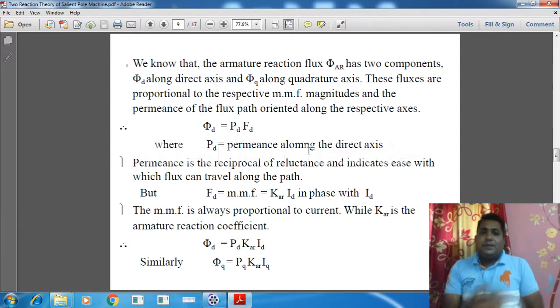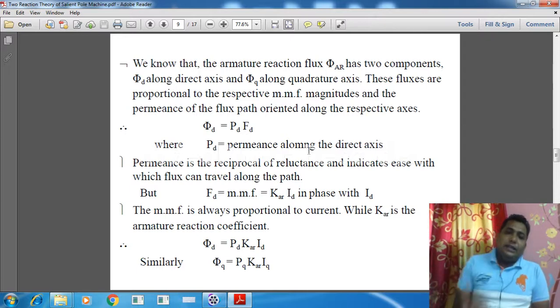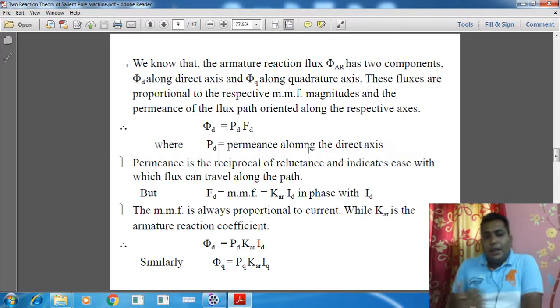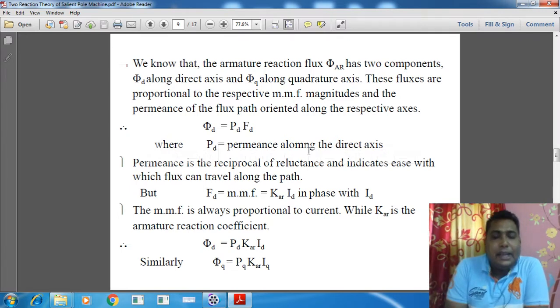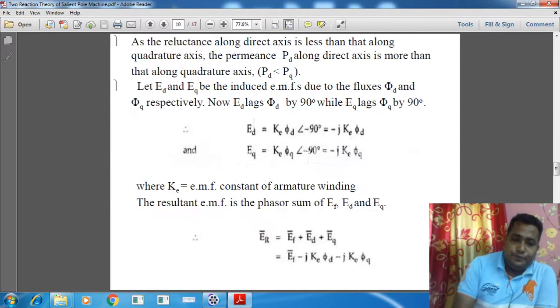So like this way we can find out the flux in terms of phi d is equal to Pd, that is the permeance, and Fd can be replaced by Kar into Id. Similarly, in the quadrature axis also we can find out the flux value. So phi q is equal to Pq Kar into Iq.